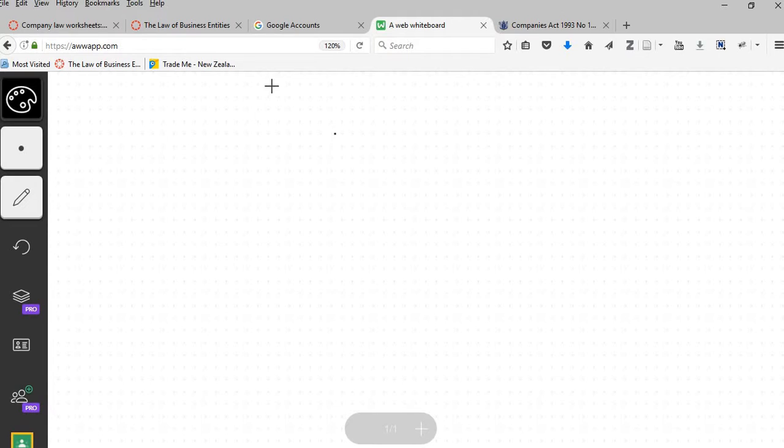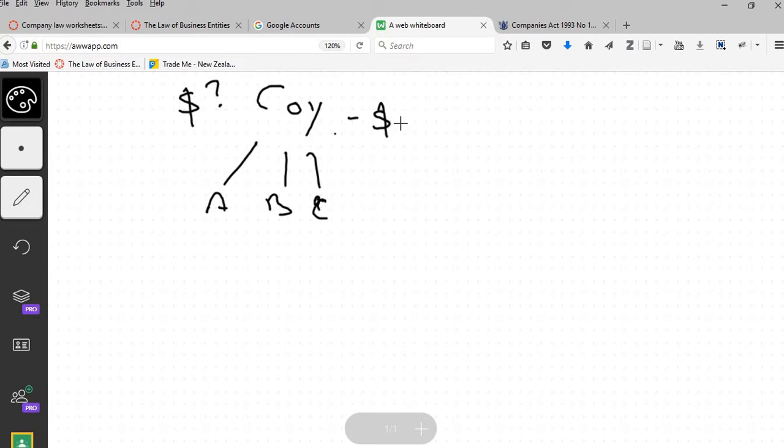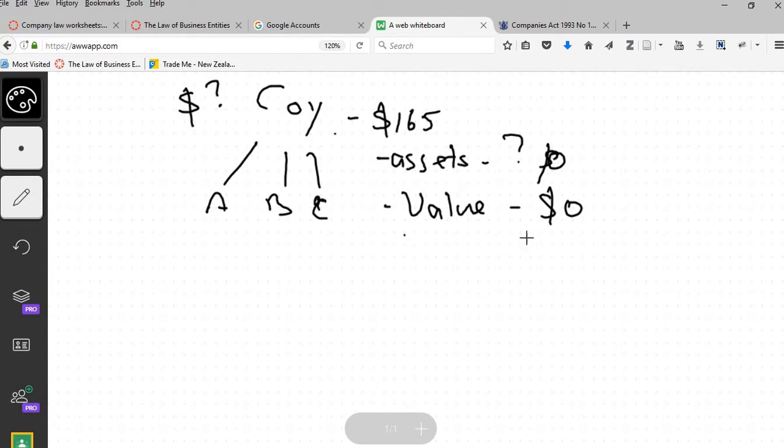Now, if you think about it, when we have a company first formed, what's its value? So we have A, B, and C. What we've really done is go to the Companies Office and spend about $165 to form a company. What are its assets on formation? The answer is nothing. Therefore, the value is nothing. So if you think it through, the shareholders should probably pay nothing.